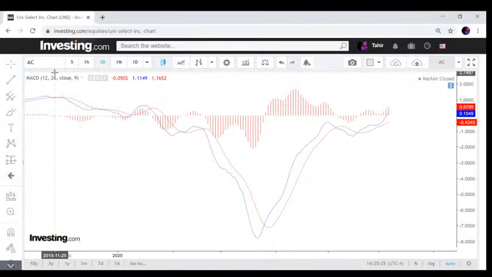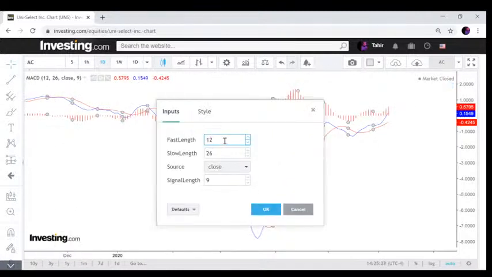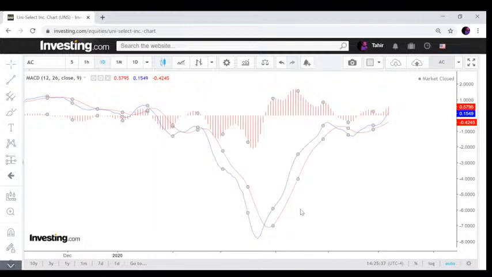If you want to change this, you can. You can go here in the format and you can change the fast length, the slow length and the signal length period, but it's better to stick with the same, because these are more commonly and widely used. But you have a choice. If you want to change it, you can. Okay, I hope that answers your question.